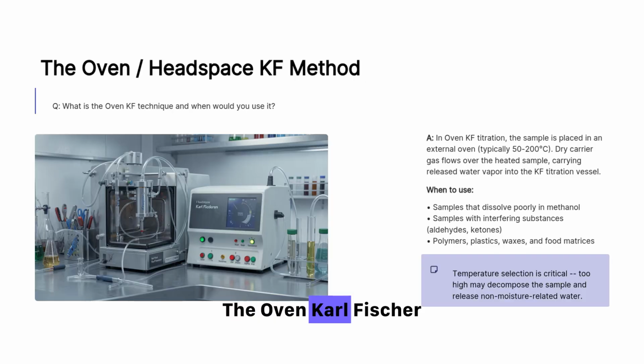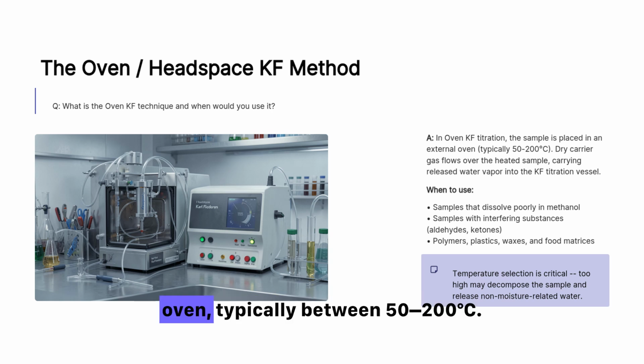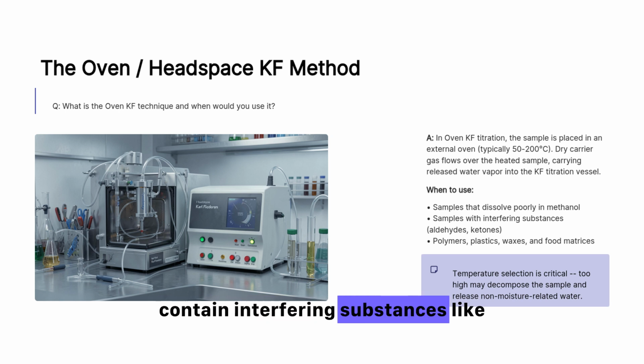The oven Karl Fischer technique involves heating the sample in an external oven, typically between 50 to 200 degrees Celsius. A dry carrier gas transports the released water vapor into the Karl Fischer titration vessel. This method is ideal for samples that dissolve poorly in methanol or contain interfering substances like aldehydes and ketones. Temperature selection is crucial to avoid sample decomposition.